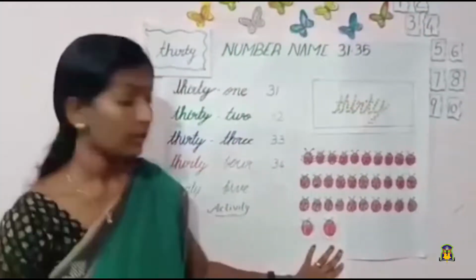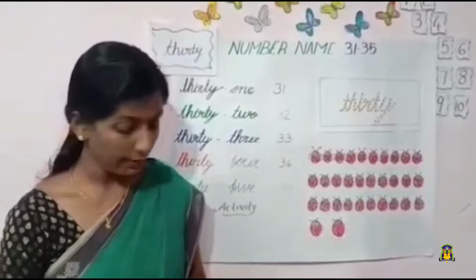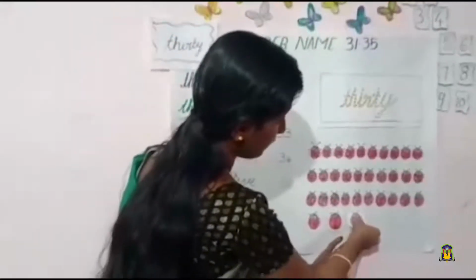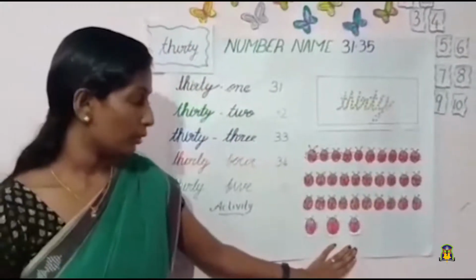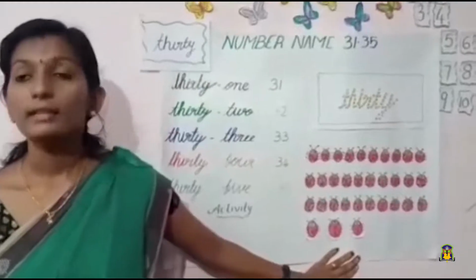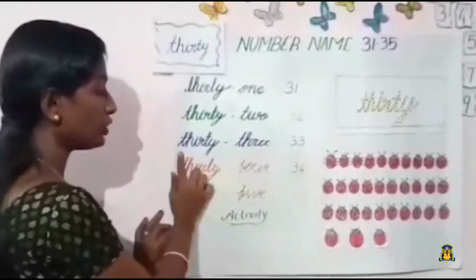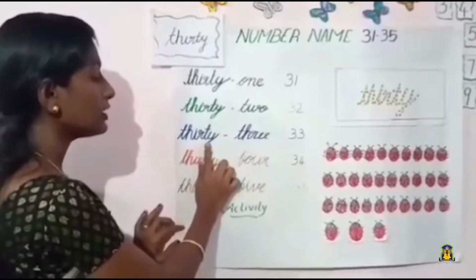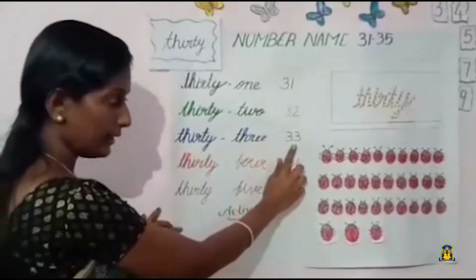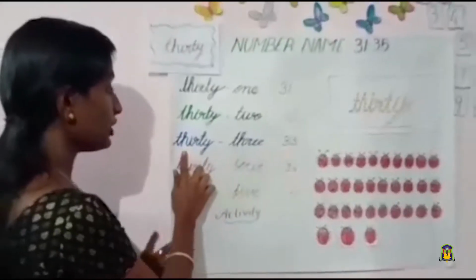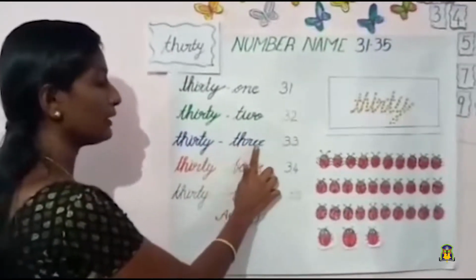Now we have 32 ladybugs. When we add one more ladybug, it becomes 33. Now we have 33 ladybugs. So, 30 and 3, 33. Now we learn the spelling of 33. T-H-I-R-T-Y-T-H-R-E-E. 33. Once again, T-H-I-R-T-Y-T-H-R-E-E.